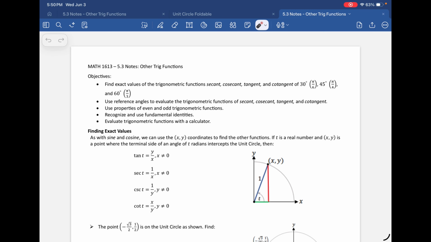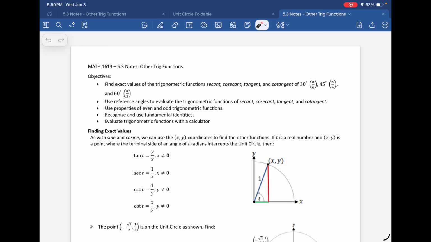Okay, 5.3 is the end of the things that you need to know for your trig values assessment coming up. So in this section, we are going to be going over the remaining 4 trig functions: secant, cosecant, tangent, and cotangent. And we're going to do those for our special angles. 30 degrees, it's pi over 6. 45 degrees, pi over 4. And 60 degrees, pi over 3.